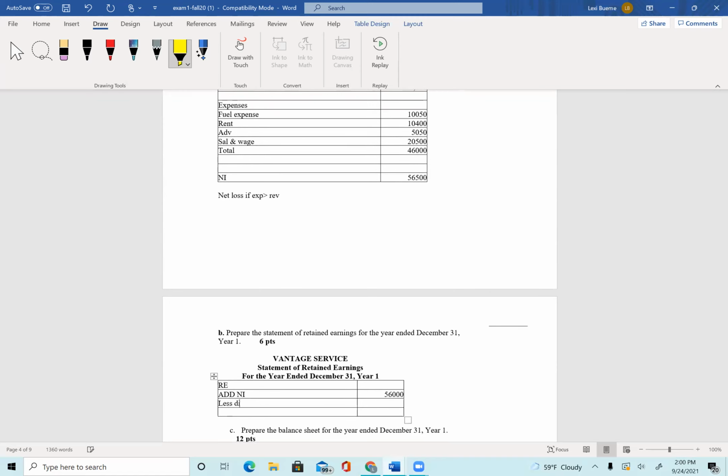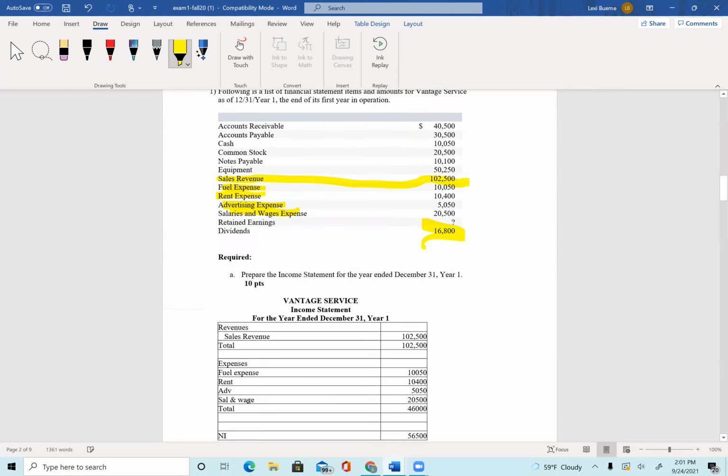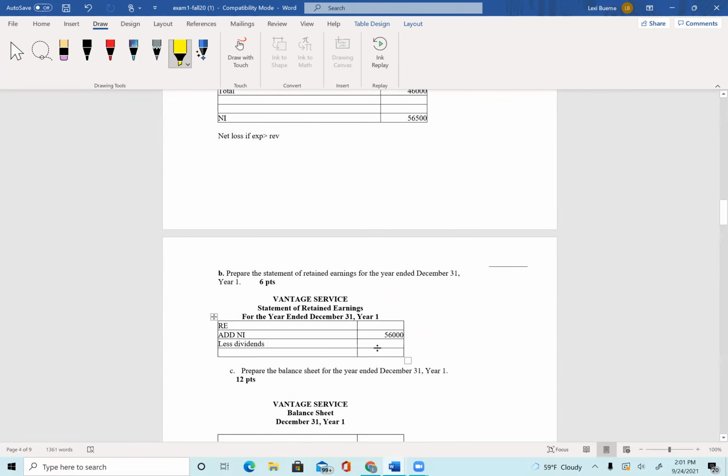And then we have to subtract out the dividends. And the dividends they give us right here, 16,800. So we'll subtract that out. And then we get retained earnings of 39,700.